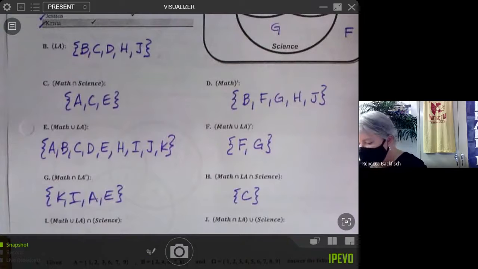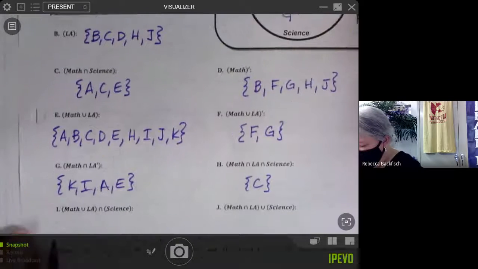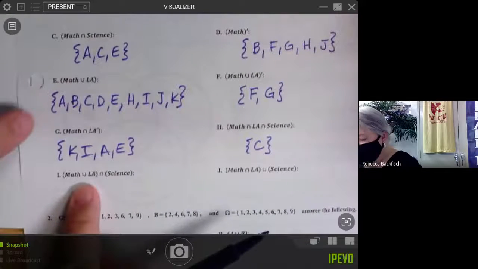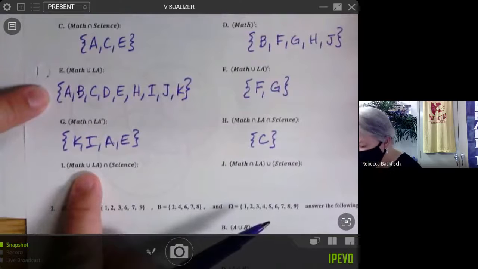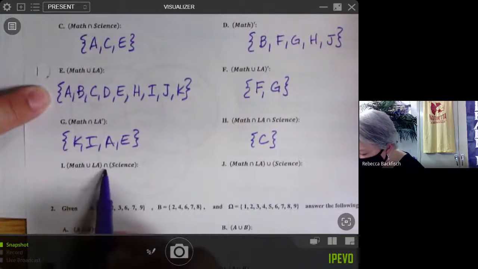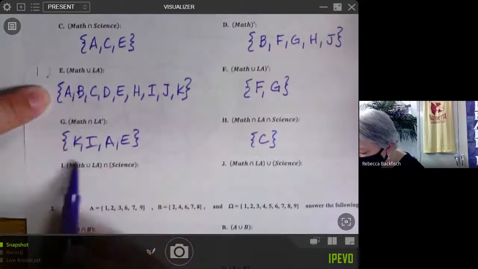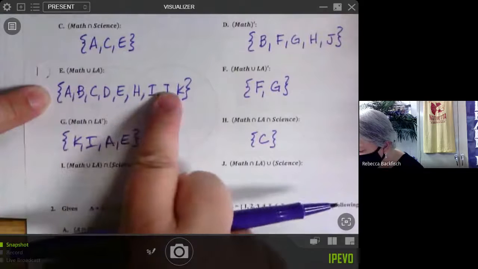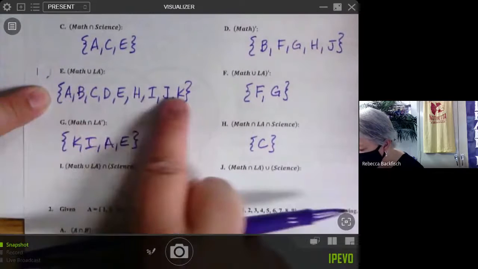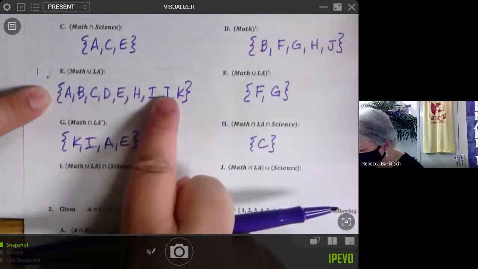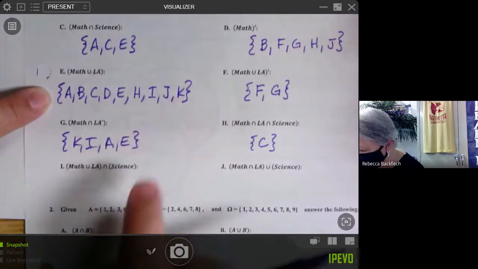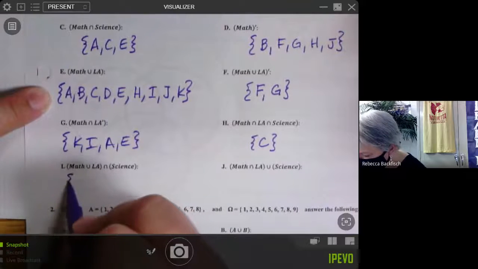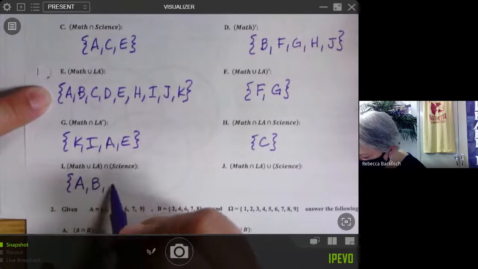Okay, so next one, L, that's another one we kind of have to break down. The first part says the union of math and language arts. So the first part here is the same as E. It's saying the intersection of that group, the union of math and language arts, and science. So the intersection of this group and people who are in science. So it's only people in this group who are also in science. So that would be A, E, C, and B. Let me do that hypothetical just for fun.